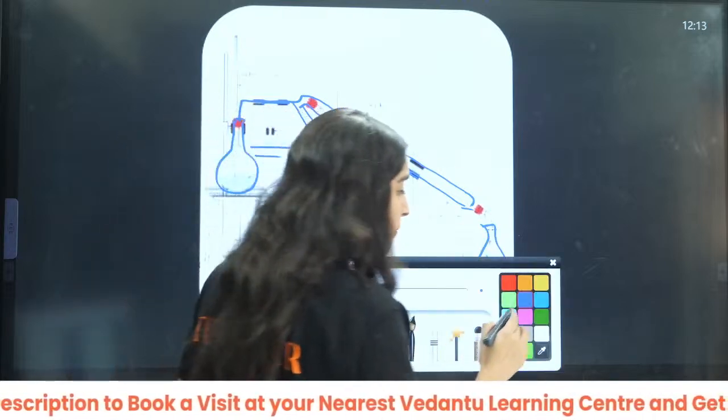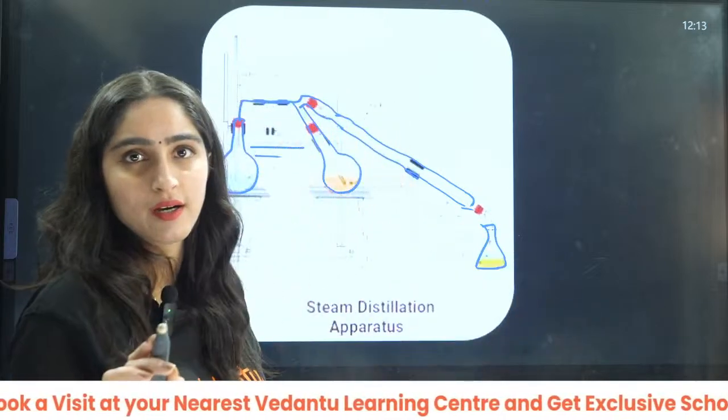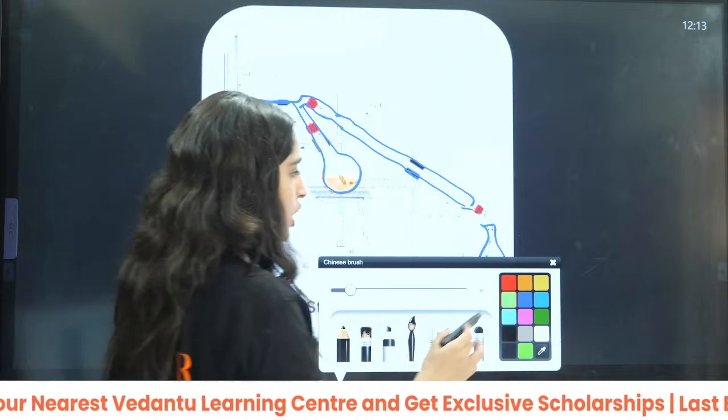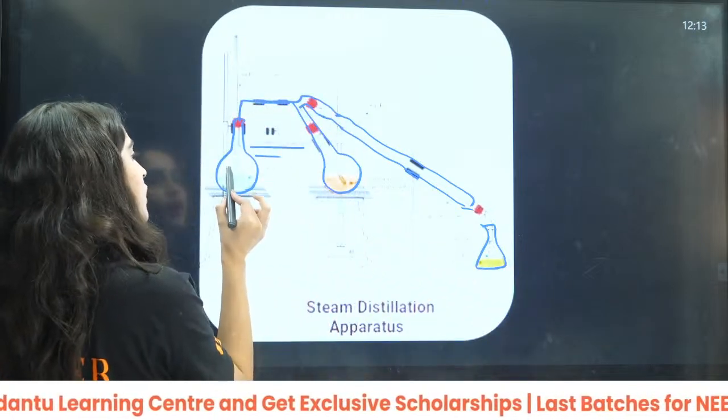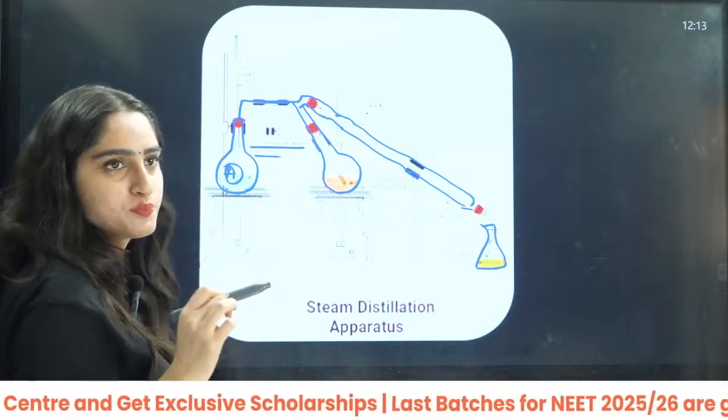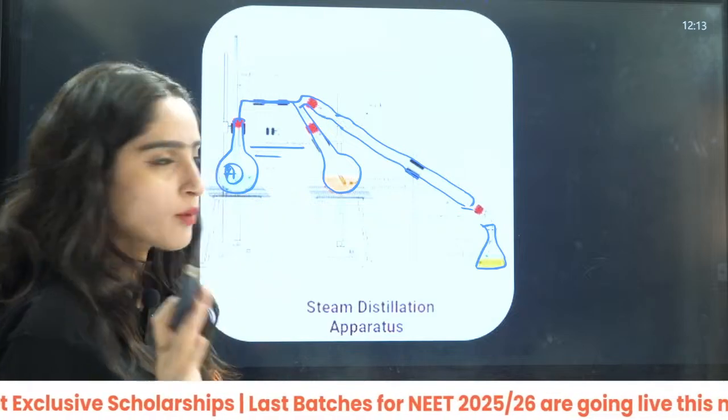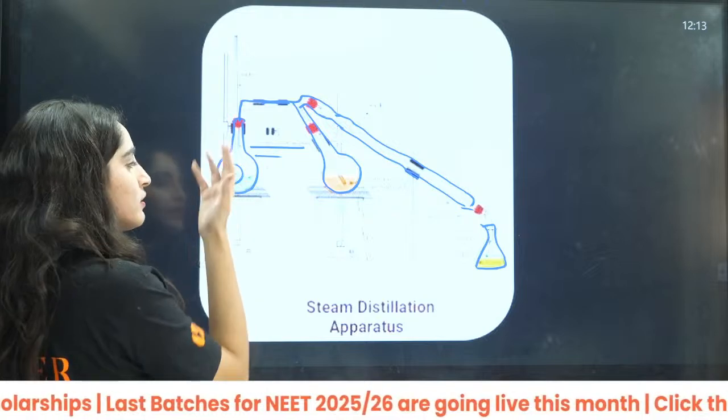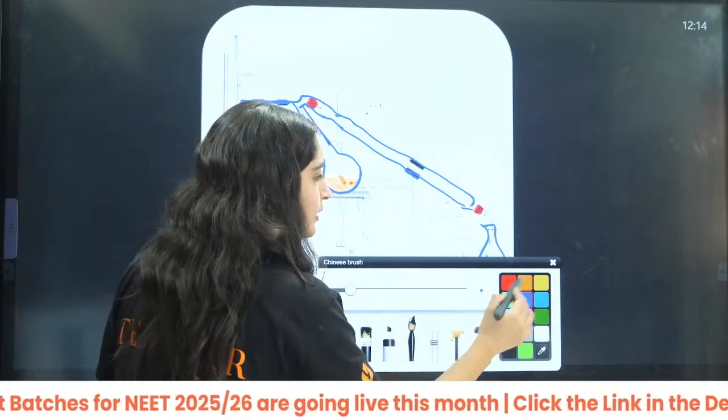This is your condenser, and here you have, this is your receiver. Okay, there are so many important lines over here. So firstly, for example, this is your A. Now what you will do? You want to take out the impurities from here. What you will do? You will obviously provide it heat.